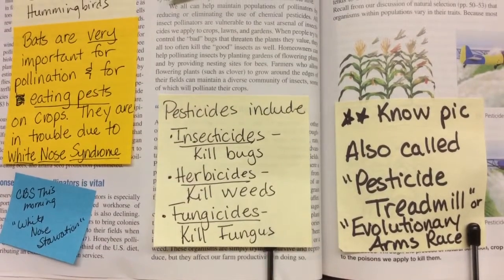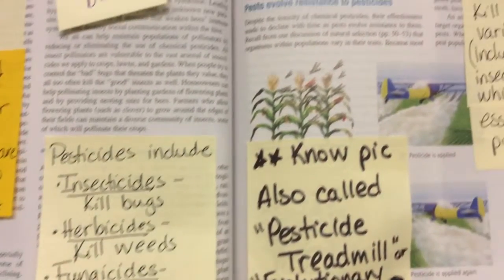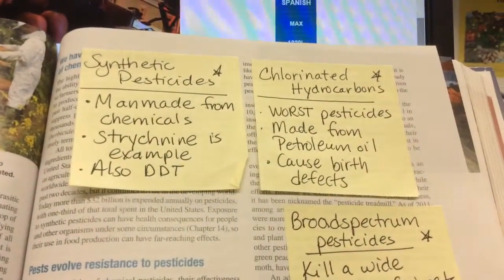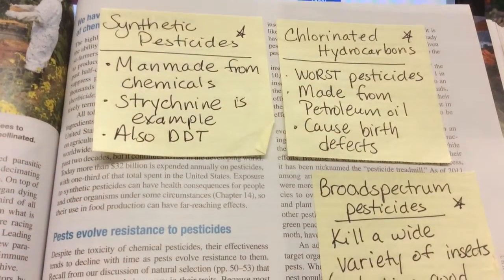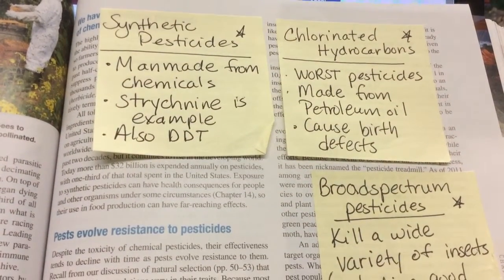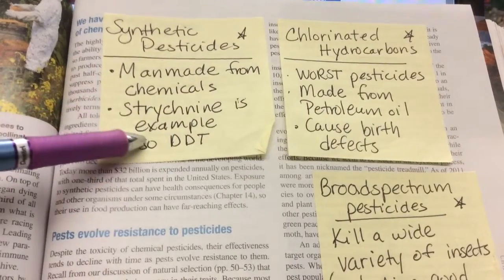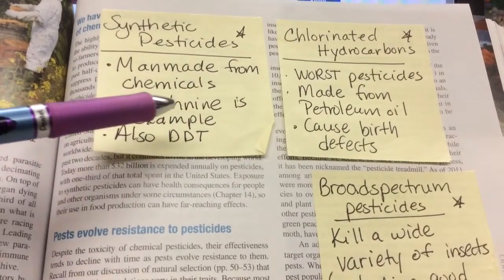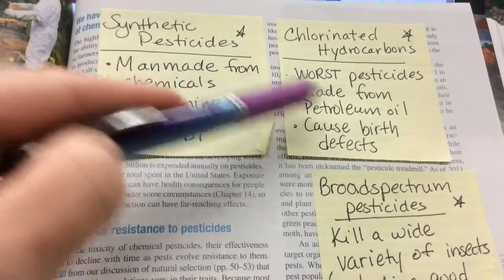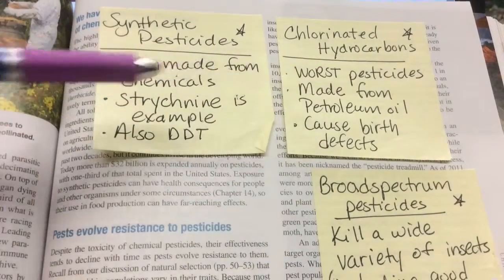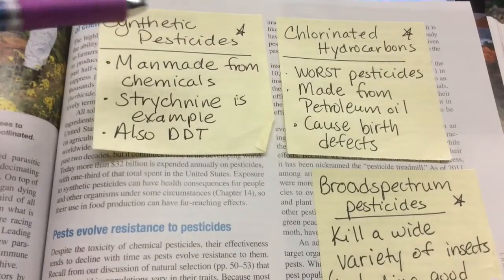All right, so here's some add-ons to the book about different kinds of pesticides. First of all, you need to know that a synthetic pesticide is man-made from chemicals. An example is strychnine and then DDT. A chlorinated hydrocarbon can also be synthetic. These aren't different kinds, they're just different categories, and some things can fit into both categories.